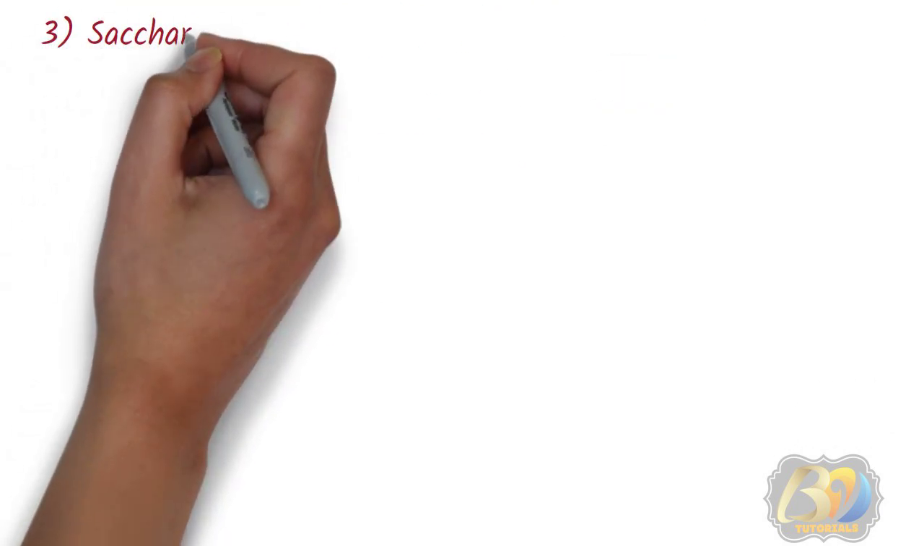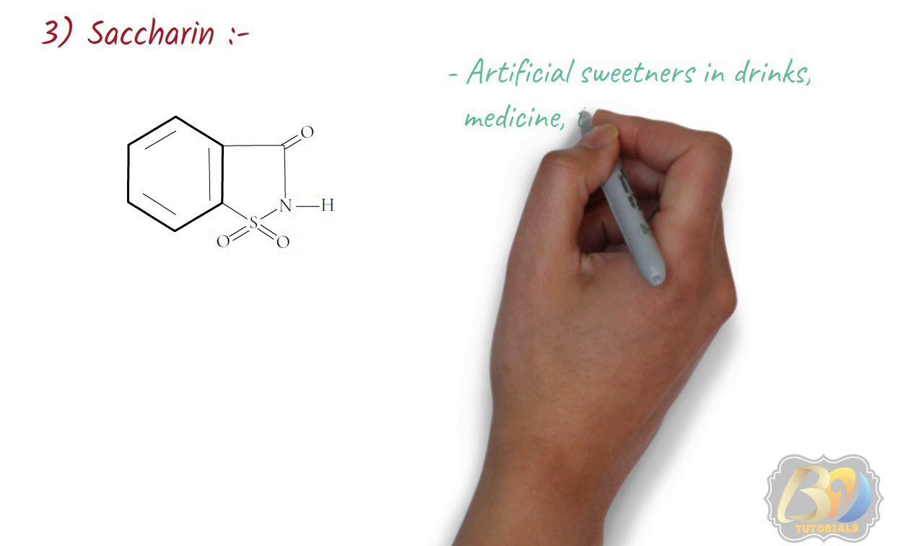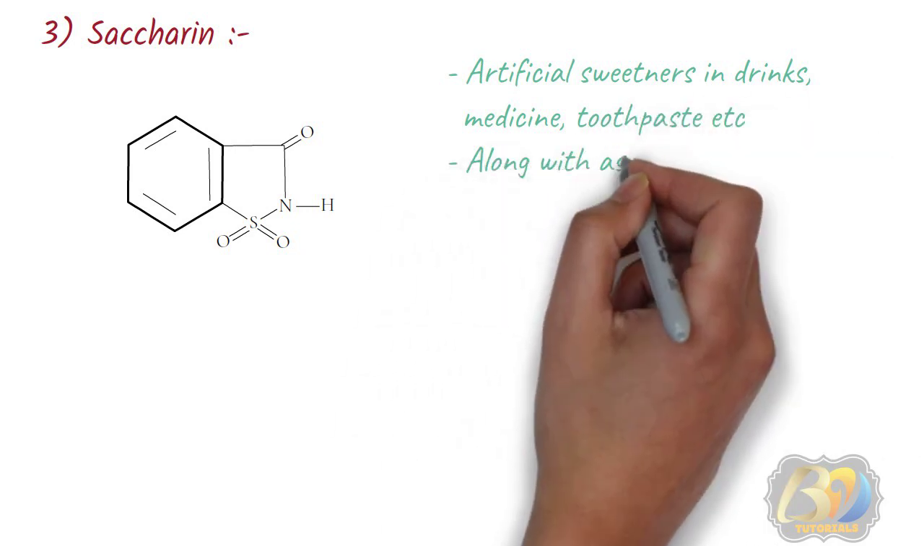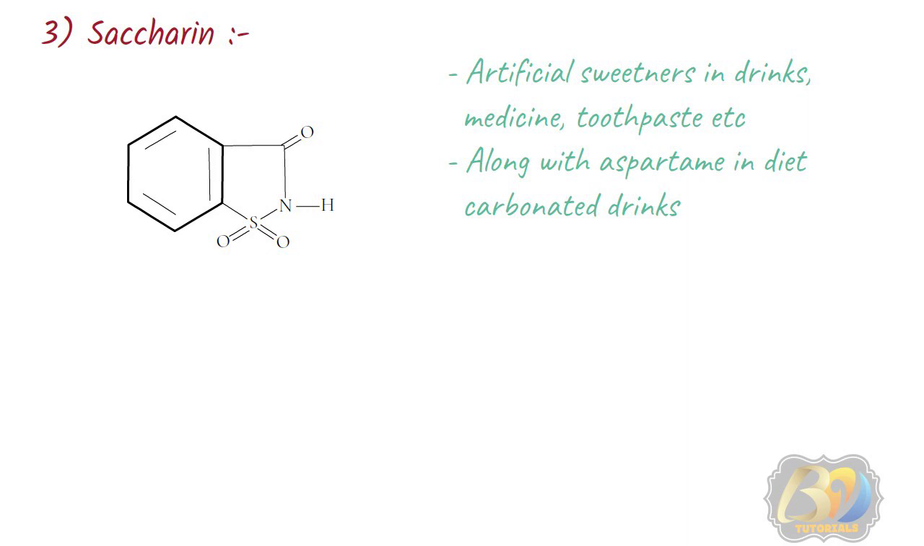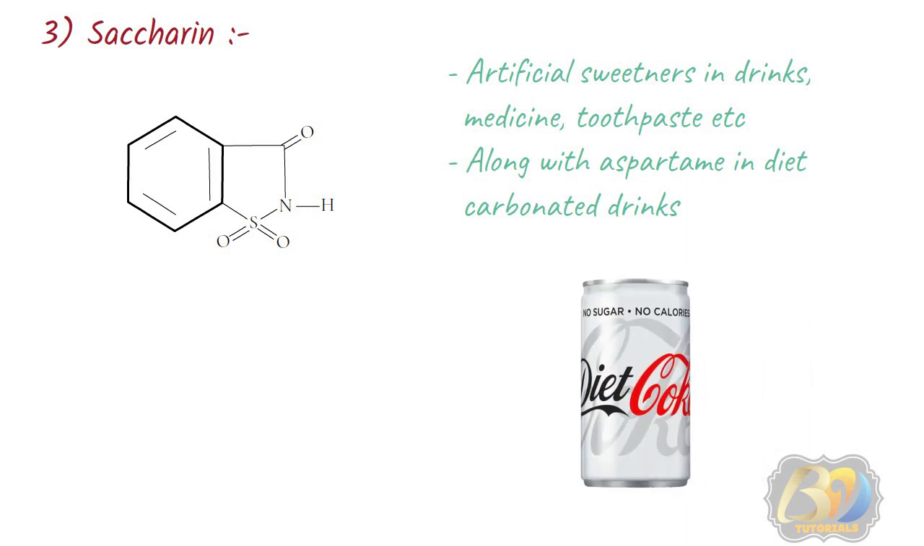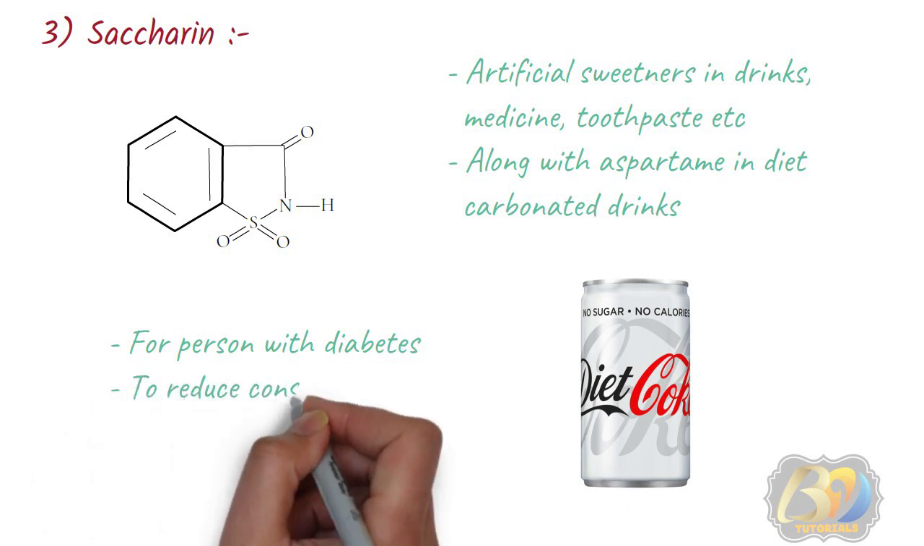Next compound is saccharin. You all know about saccharin. Saccharin is an artificial sweetener used in drinks, medicine, toothpaste, etc. Along with aspartame, it is used in diet carbonated drinks. It is mostly prepared for diabetic patients to reduce the consumption of sugar.